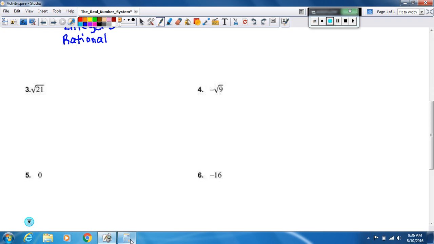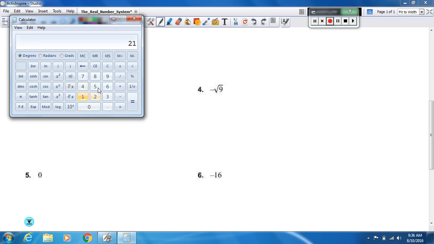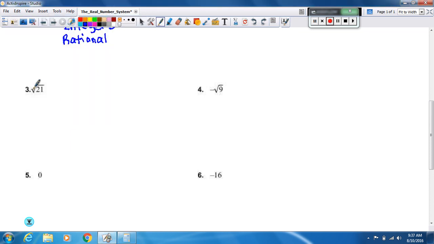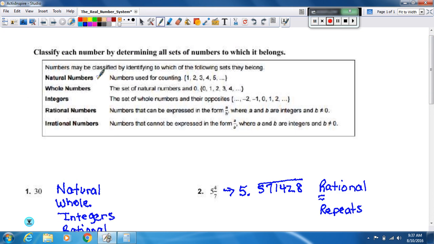Okay, the square root of 21. Let's look at that. I already know it's irrational because it's not on the list of perfect squares. Okay, 5, 8, 2, 5, 7, 5, 6, 9, 4, 9, 5, 8. There's nothing repeating. There's not a pattern that repeats over and over again. So because it just keeps going and it doesn't repeat, it's irrational. Natural numbers, whole numbers, integers, all three of these will have no decimals. That's why I didn't even look at them for the one I just did.